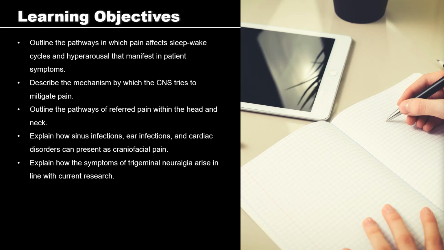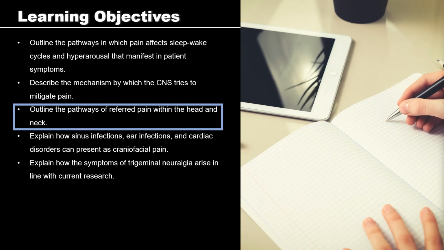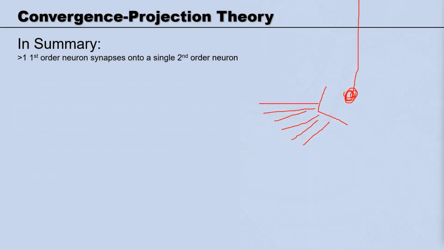So this learning objective has been addressed so far by looking at the previous section, but now we need to address a theory about how pain is generated. One of the leading theories, and thankfully the only one we are going to address today, is called the convergence projection theory. In summary, this is what the theory encompasses: the idea that many first-order neurons synapse onto a single second-order neuron. Let's take a look at an example.